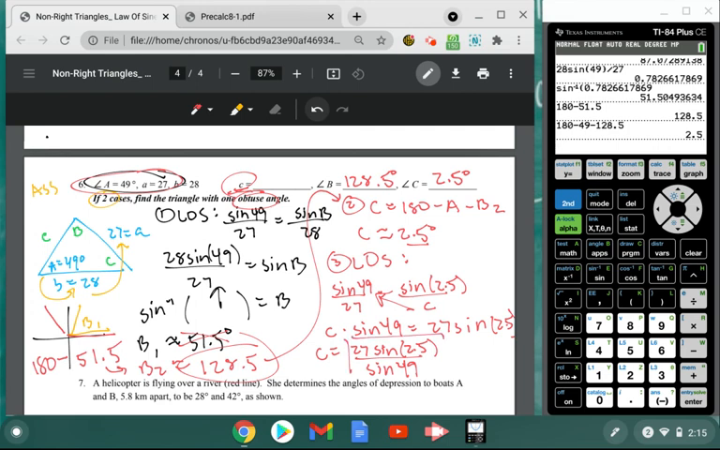There's a lot of stuff going on. So let me put a square around that. That's what's going into my calculator. So 27 sine of 2.5 divided by the sine of 49. And we get that last measure for side C. If I round to one decimal place, I get 1.56. So 1.6.